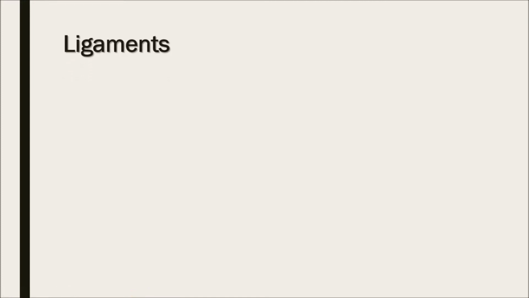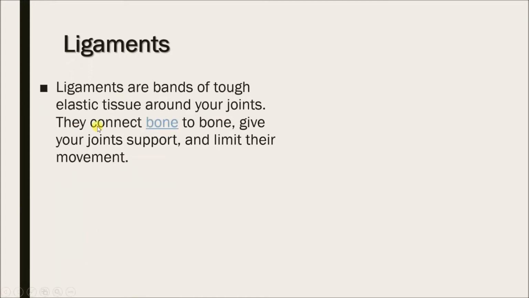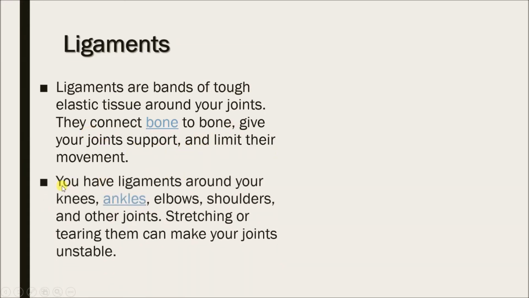And now, what is a ligament? Ligaments are bands of tough elastic tissue around the joint. They connect bone to bone, give your joint support and limit its movement. You have ligaments around your knee, ankle, elbow, shoulder and other joints. Stretching or tearing them can make your joint unstable.